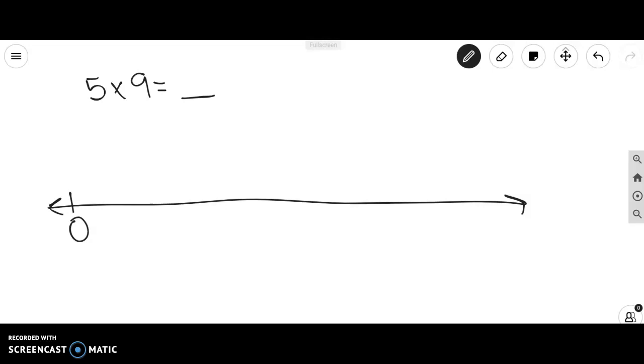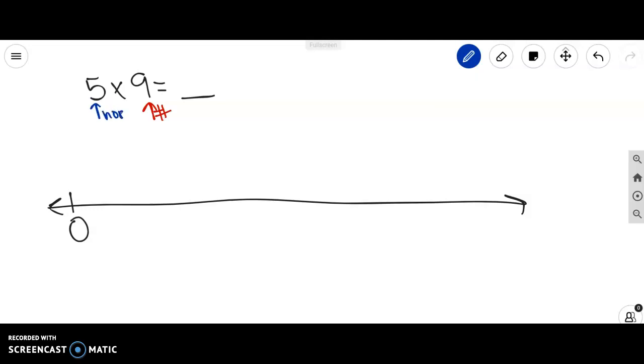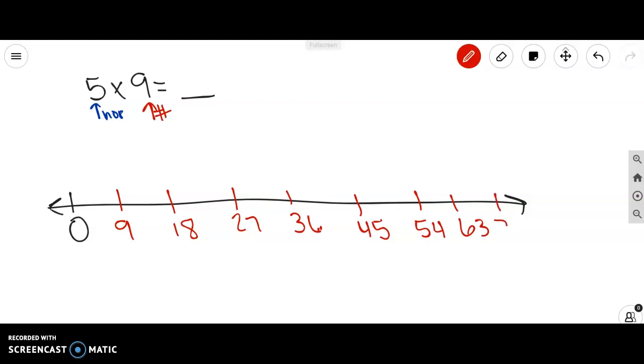So the number we're counting by is going to be 9s, and the number of hops is going to be 5. So let's begin to count by 9s. 9, 18, 27, 36, 45, 54, 63, 72.